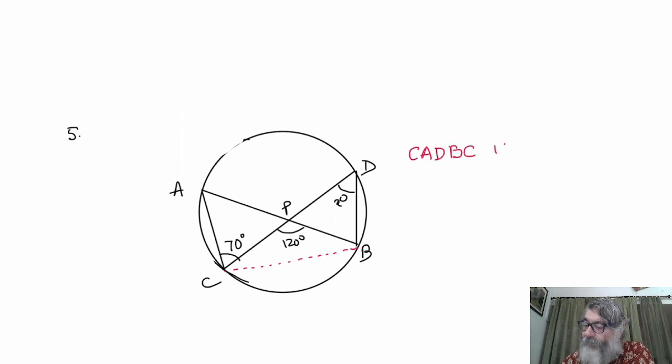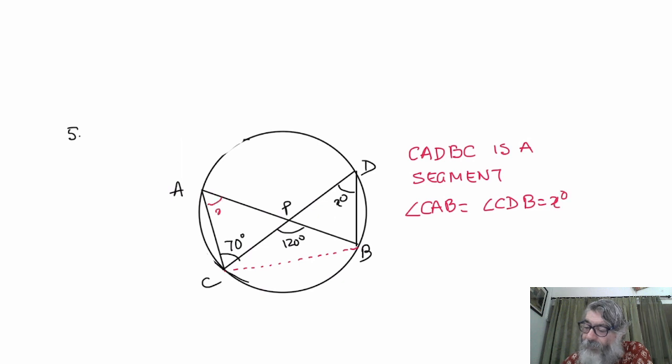CADBC is a segment. Angles in the same segment of a circle are equal. So I would say that angle CAB is equal to angle CDB is equal to X. If this is X, then this is also X.